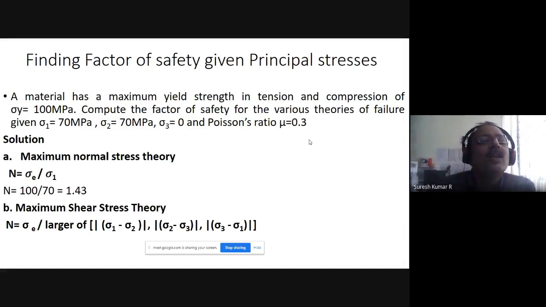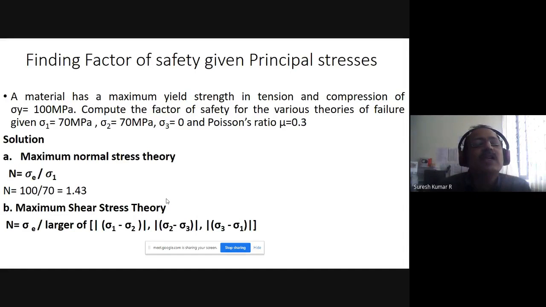Now I will apply all the 5 theories of failure and find out the values for the factor of safety. Let me apply the first theory, the maximum normal stress theory. It says sigma 1 is equal to sigma E by n. Therefore, n is equal to sigma E by sigma 1. Sigma E is the yield point stress, that is 100. Sigma 1 is 70. So this is 1.43.